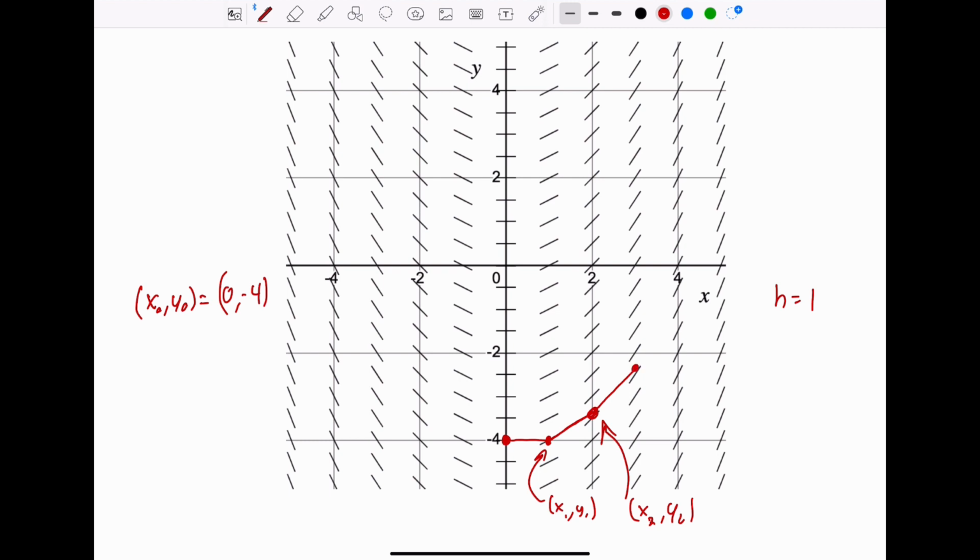So we get to this x value here. That would be x3, y3. Now once again, we reevaluate the direction of the slope field, going a little bit steeper now. And we get to this point right here. Once again, we move a horizontal distance of 1 across. So we have 1, 2, 3, 4, 5 iterations of Euler's method, and we reach this point.